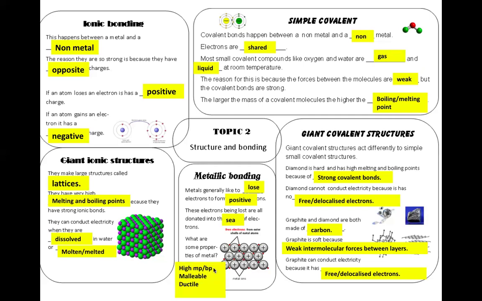So let's have a look at the next idea. The question said, what are some properties of metals? They have a very high boiling point and very high melting point. That's what MP and BP is. They are malleable, which means they're soft, and they're ductile, which means they can be shaped into different shapes.